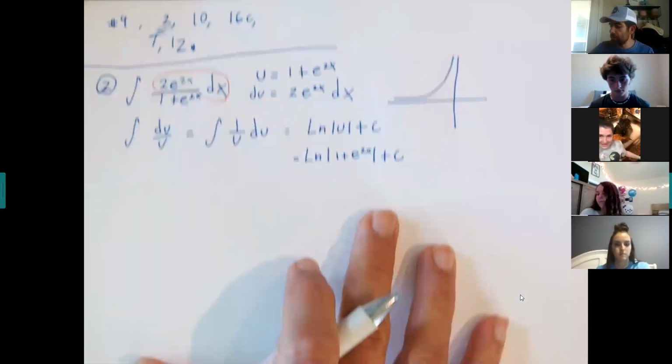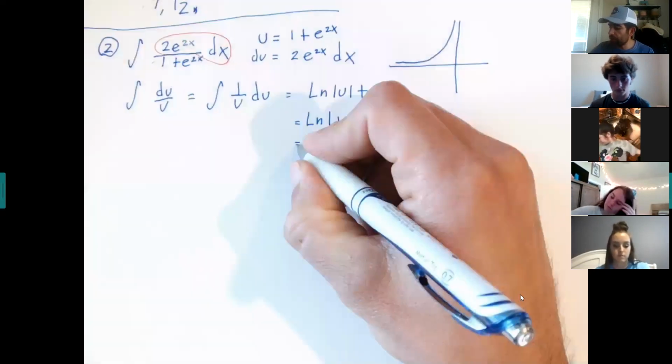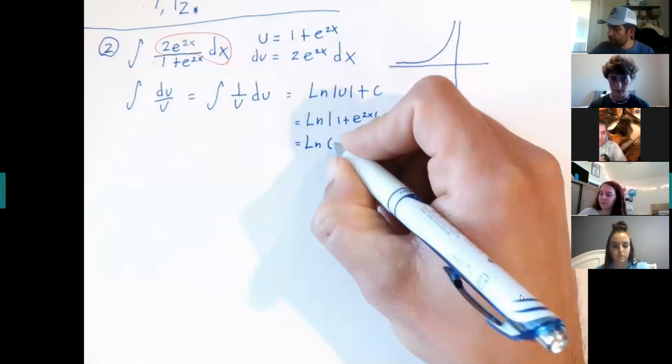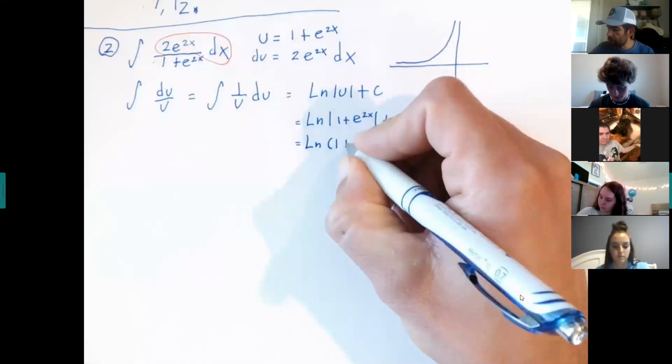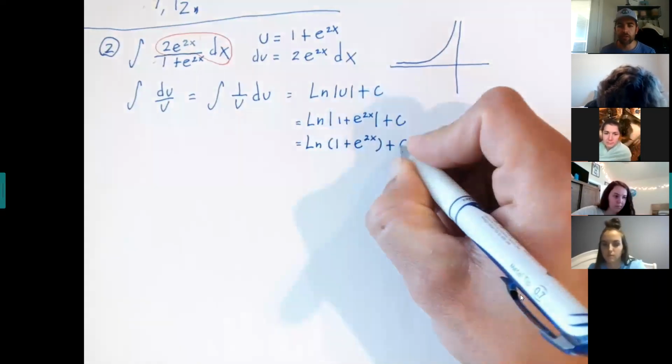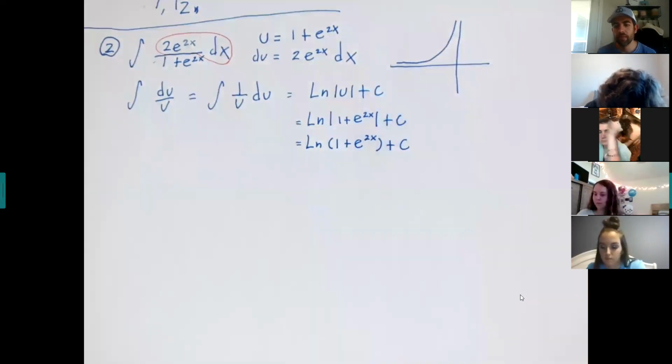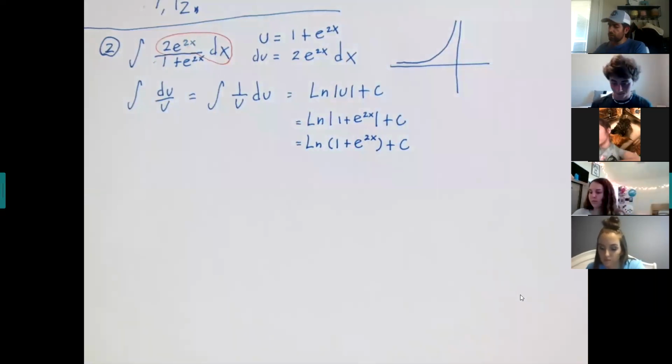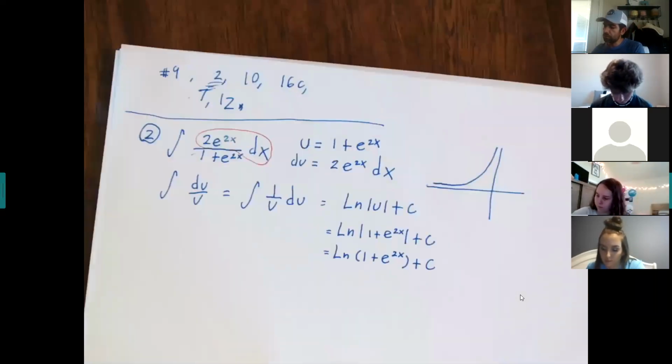So what I'm trying to tell you is that you can drop the absolute values here because 1 plus e to the 2x will always be positive. So there's no need for me to write the absolute value anymore. Are you with me? All right, let's go on. Any questions about that? Are we good? All right, let's go on to number, what was the next one?